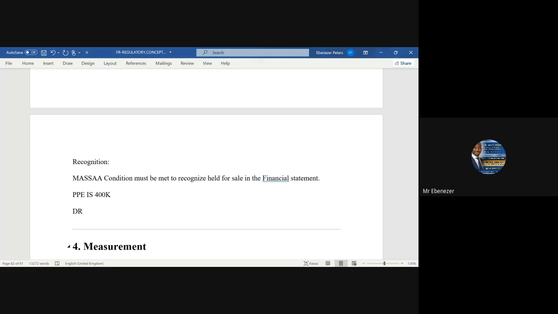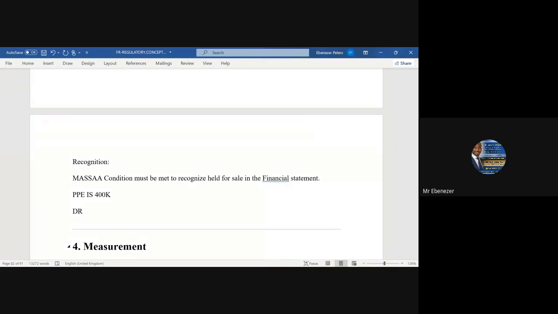Now, the sale is not taking place immediately. It's going to take place within 12 calendar months. And because of that, you need to now bring the asset. That's why in some of your questions, you will see where they will put non-current asset held for sale. You will see it there under your current asset, non-current asset held for sale. So that kind of asset has already changed status. That is, it must be sold within 12 calendar months.